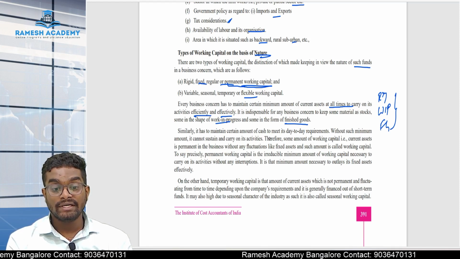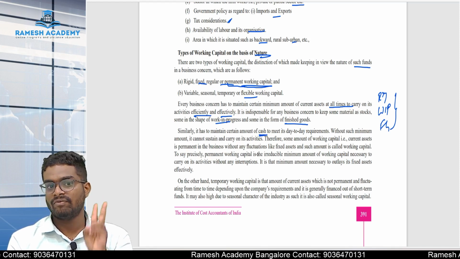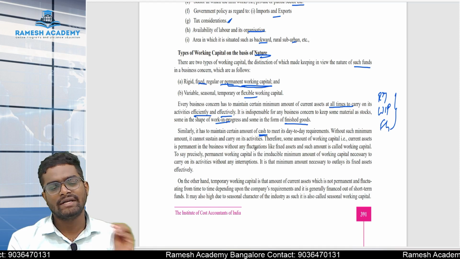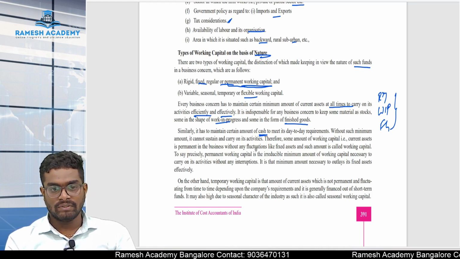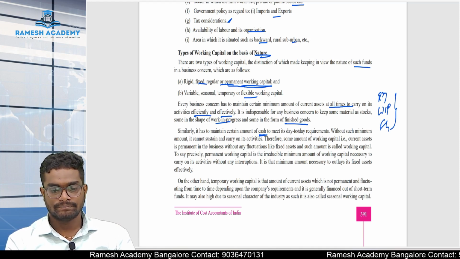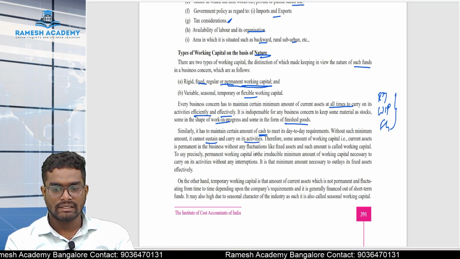Similarly, it has to maintain a certain amount of cash, because we have to make payments to creditors and pay wages. So there will be certain day-to-day expenses which should be paid in cash. We can't take credit for them. We cannot ask for a credit period to meet its day-to-day requirements. Without such a minimum amount, it cannot sustain or carry on its activity.